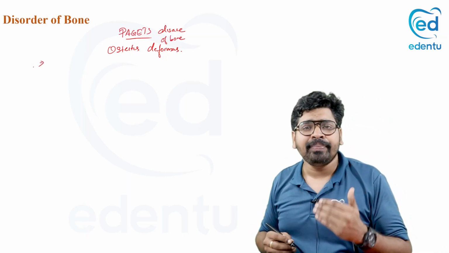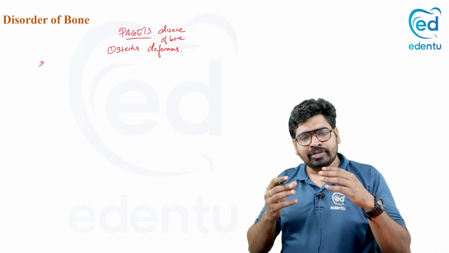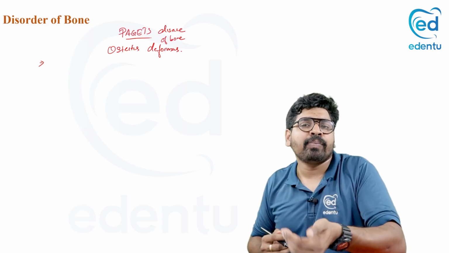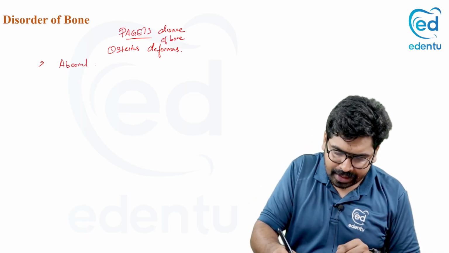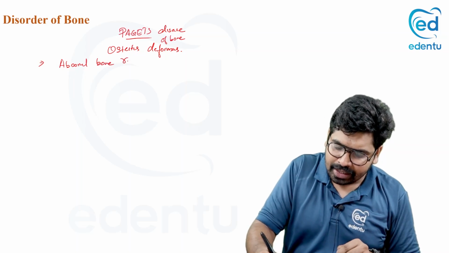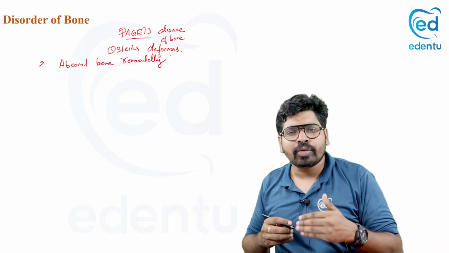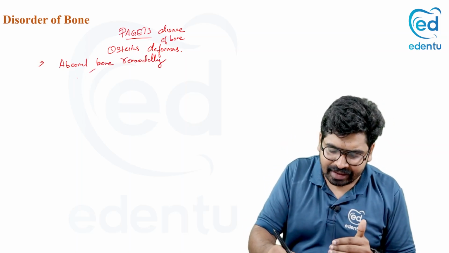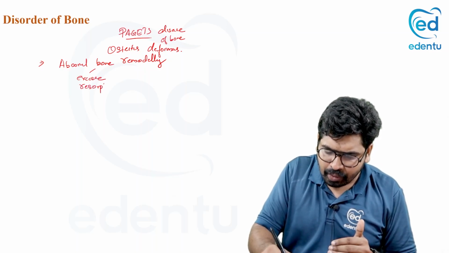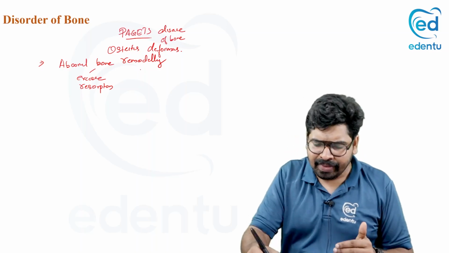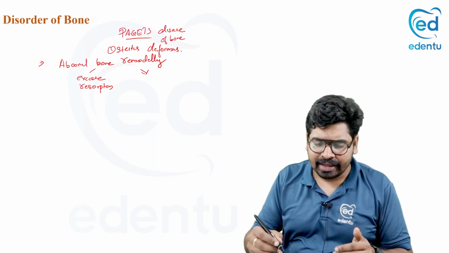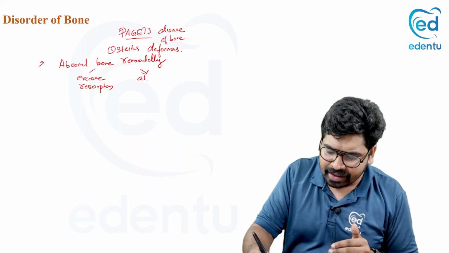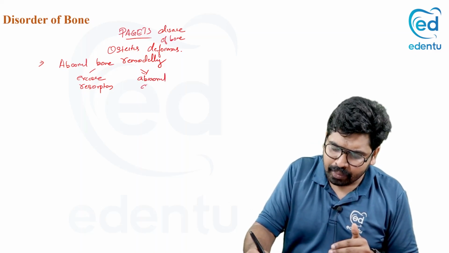It is actually an abnormal resorption and abnormal deposition of bone. So we are seeing here an abnormal bone remodeling. That means there is excessive resorption of bone. The bone is resorbed excessively, and it is deposited back in an abnormal way.